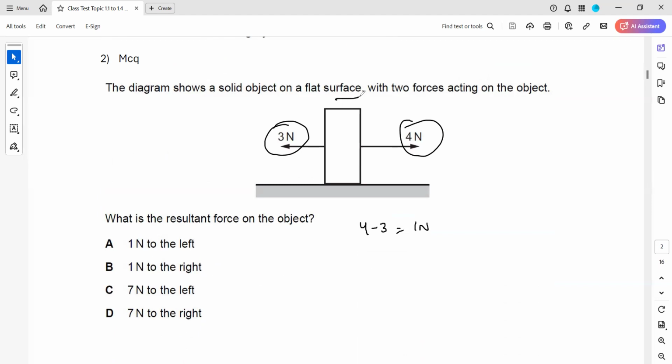And which direction will the resultant have? The direction of the greater force. So that will be towards the right-hand side. That's why B will be the right answer here.